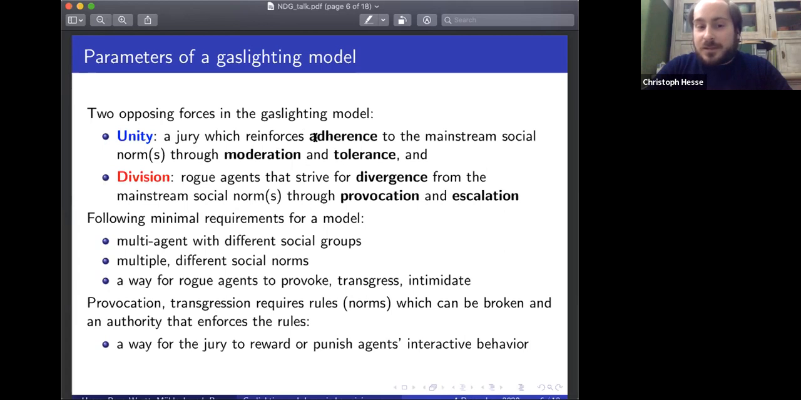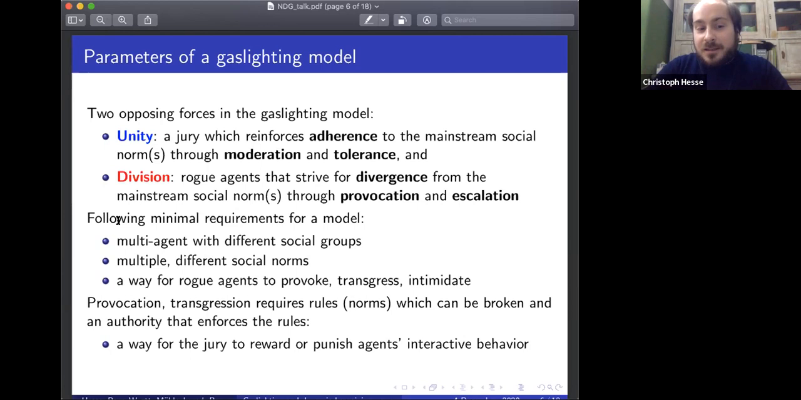I've sort of thrown in some buzzwords here. I'm going to explain what this jury is in a bit, but the idea is that you have a social group that reinforces adherence to a mainstream social norm through moderation and tolerance. And opposed to that is what the perpetrators, the gaslighters, and the racists are doing, the rogue agents in the simulations, because they're striving for divergence from the mainstream social norm through provocation, escalation, or intimidation, or whatever you want to call it.